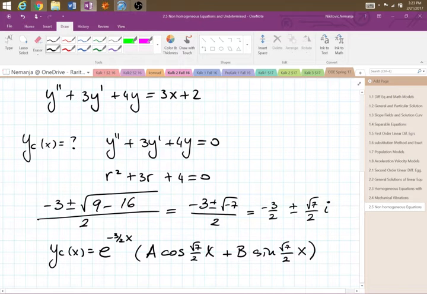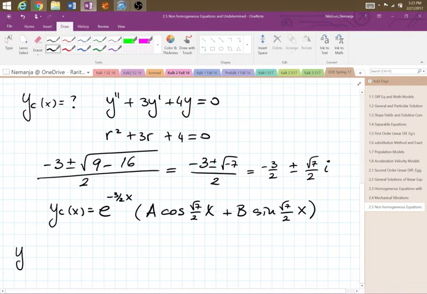Now we are learning new stuff. The new stuff is how to deal with the 3x plus 2 portion of the problem, which is the forcing term, which excites the system and then keeps it moving. So to get this particular part, we know that the general solution will be when we add the two.